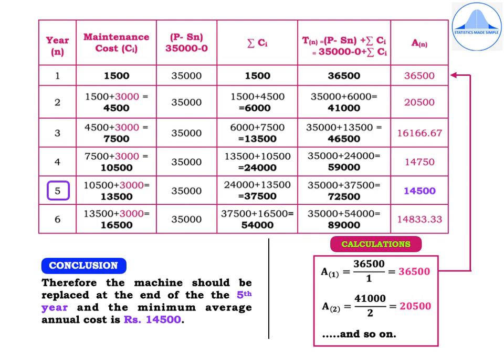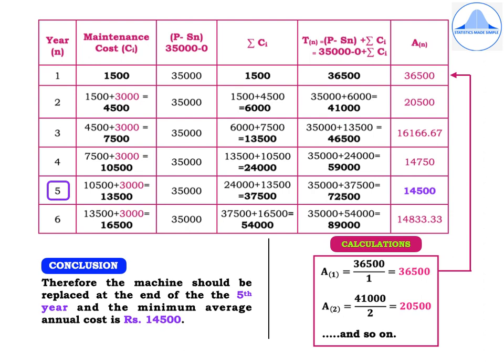Next, we need to find out P minus Sn. P is 35,000 and Sn is 0. So 35,000 minus 0 will be 35,000. So the P minus Sn value for all the years from 1 to 6 will be 35,000. Next, find out summation Ci, that is the cumulative maintenance cost of the item.